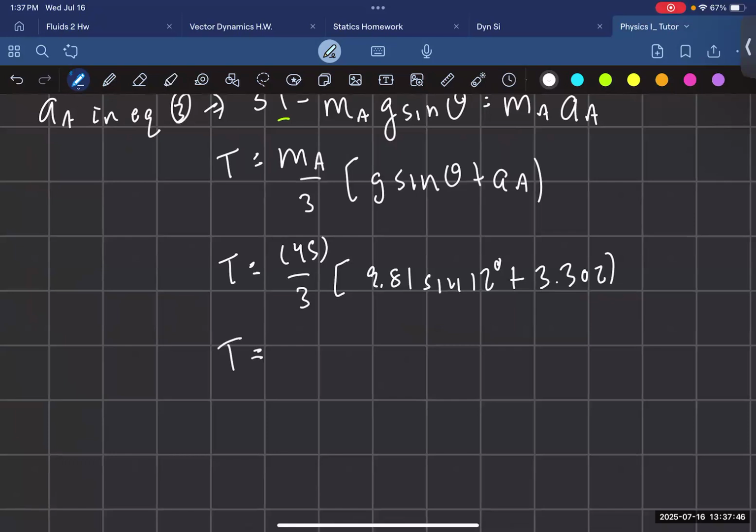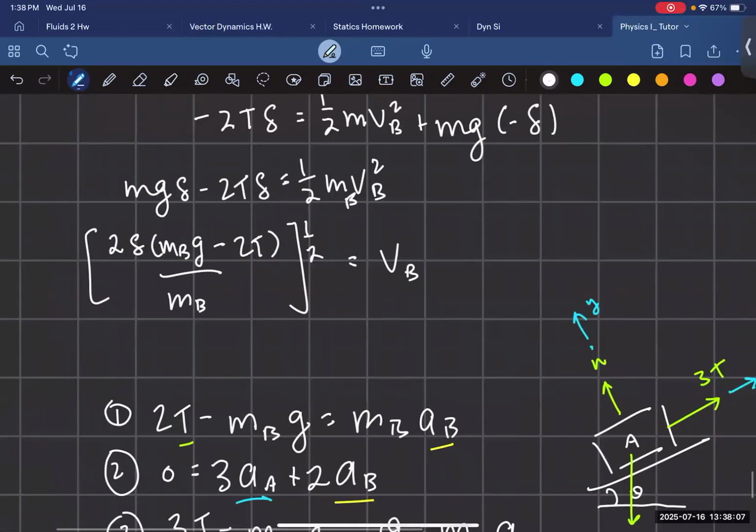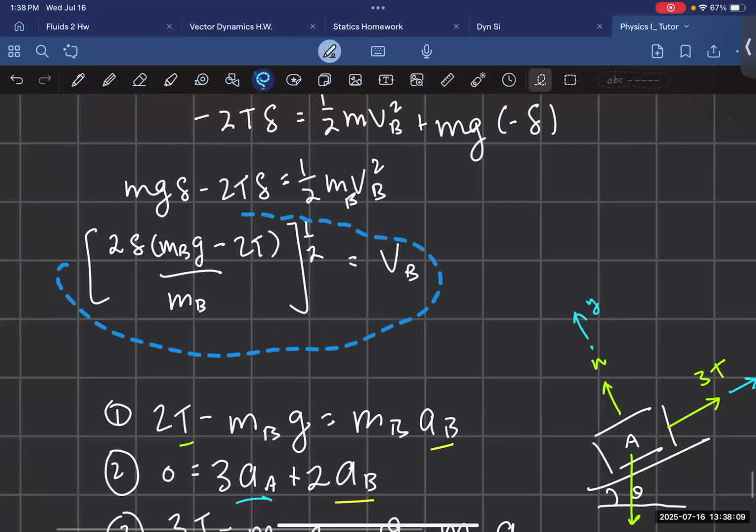Tension is going to be equal to, just plugging it in to my calculator, 9.81 sine 12 degrees plus 3.302, about 80.125 newtons, right? And now we can simply plug it into the formula we derived earlier to find the velocity of B, right?